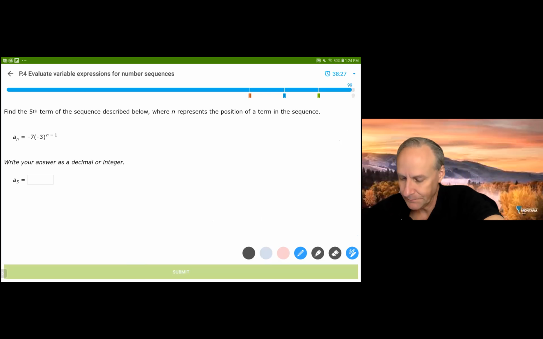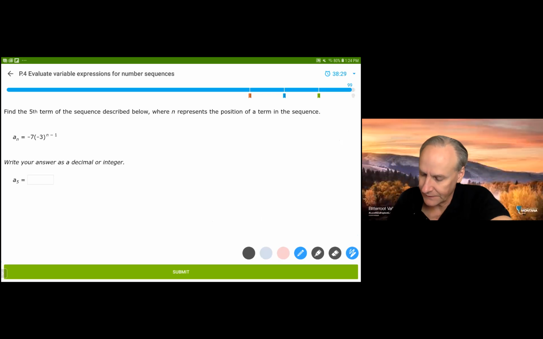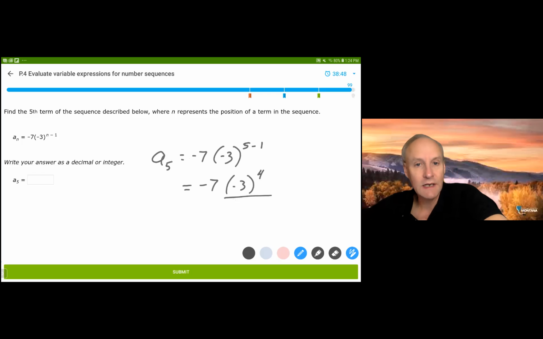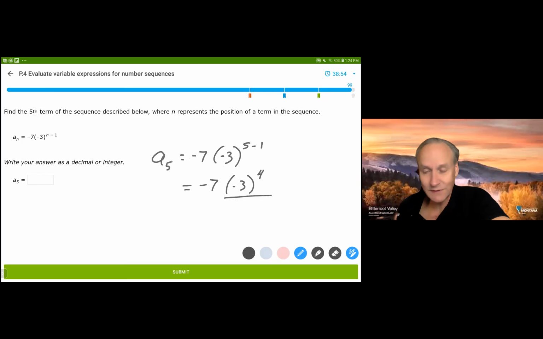And one last one. And it looks like a nice power one. Looks like we have an a5. So we're taking the 5th term. And we've got negative 7 times negative 3 to the 5 minus 1. That's negative 7 times negative 3 to the 4th. Now you need to be a little bit careful. Negative 3 to the 4th power isn't negative, but a lot of people are going to get this one wrong, because what they're going to do is they're going to just put it into their handy dandy calculator, and your calculator is going to say that's negative 81. And then they're going to multiply that by negative 7, and they're going to get it wrong.